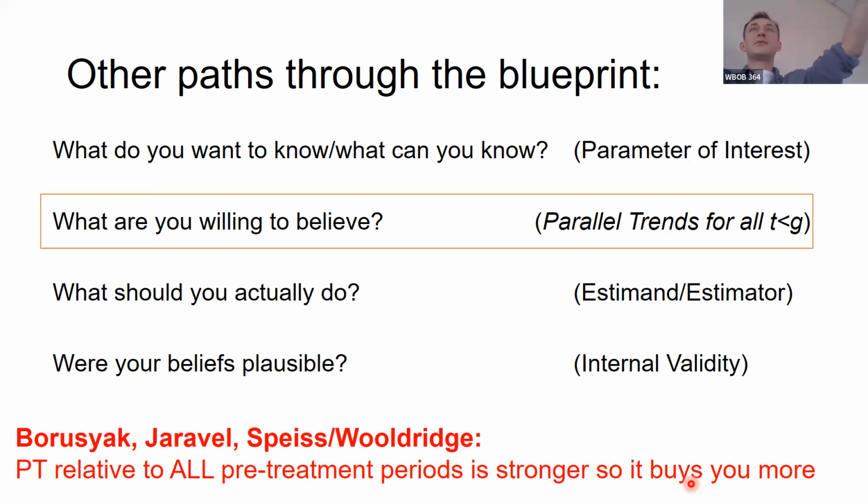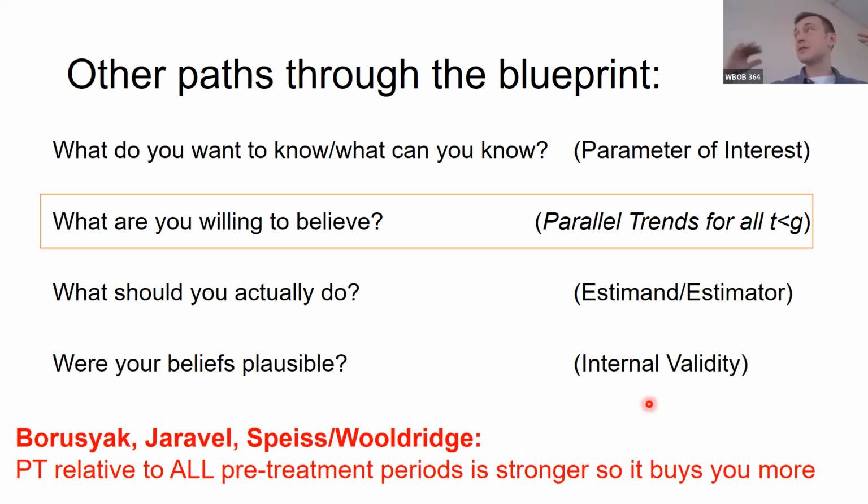But if you thought that parallel trends was actually true relative to every period, so not just G-1, but if you thought it also held relative to G-2 and G-3 and G-4, you can use that stronger assumption to buy a little bit more. And I'm not going to say a ton about it, but in the space of estimators, Borusyak, Jaravel, and Spiess and Wooldridge have what they call imputation estimators.